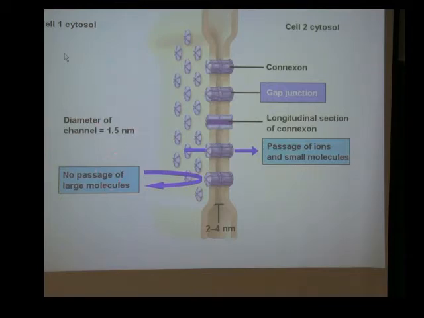So what can pass through? No large molecules. You're not going to get glucose or any large molecules like that passing through. But there are ions and very, very small molecules that can get through. So a sodium ion, for example, or a potassium ion would be able to move through a structure like that.